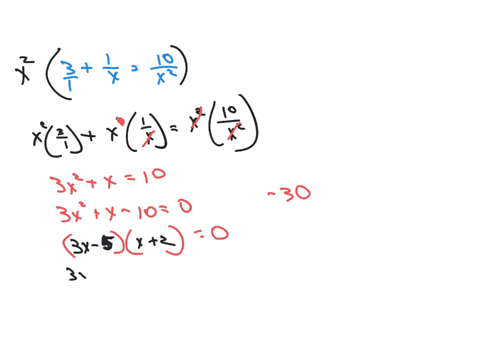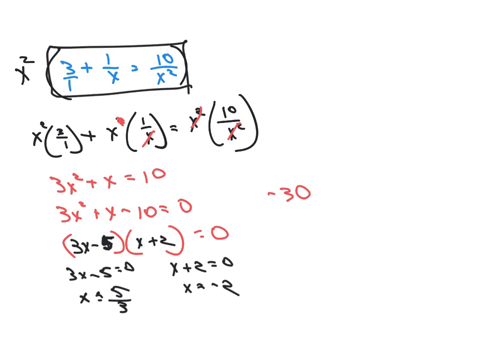So 3x minus 5 equals 0. X plus 2 equals 0. So x here equals negative 2. And x here equals 5 over 3. So we try both of those and find out they both work. They both make this equation right here a true statement. So we're good to go by saying that those are both of the answers.